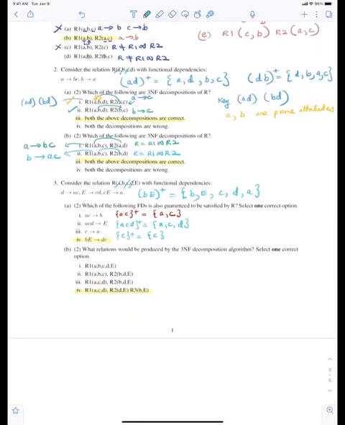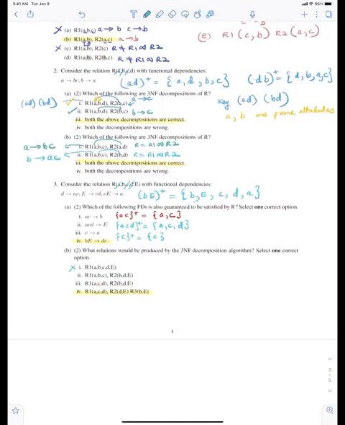Okay, so now we know the key is BE, and we have to find which of the following relations would be produced by the 3NF decomposition algorithm. Select one. So let's start with the first one. From the first one, we can immediately say that it is not in third normal form, because you can look at D goes to A and C, but D is not key, and A, C are non-prime attributes. So that's not a normal form.